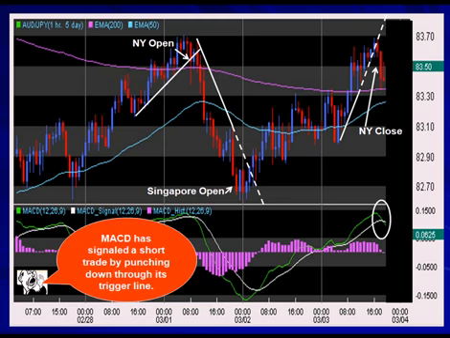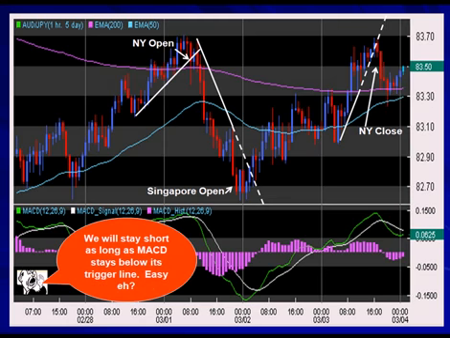And there it goes. MACD has punched down through its trigger line, confirming the trend line break and confirming that this would be a good place to go short. And again, we would hold that trade as long as MACD is below its trigger line.